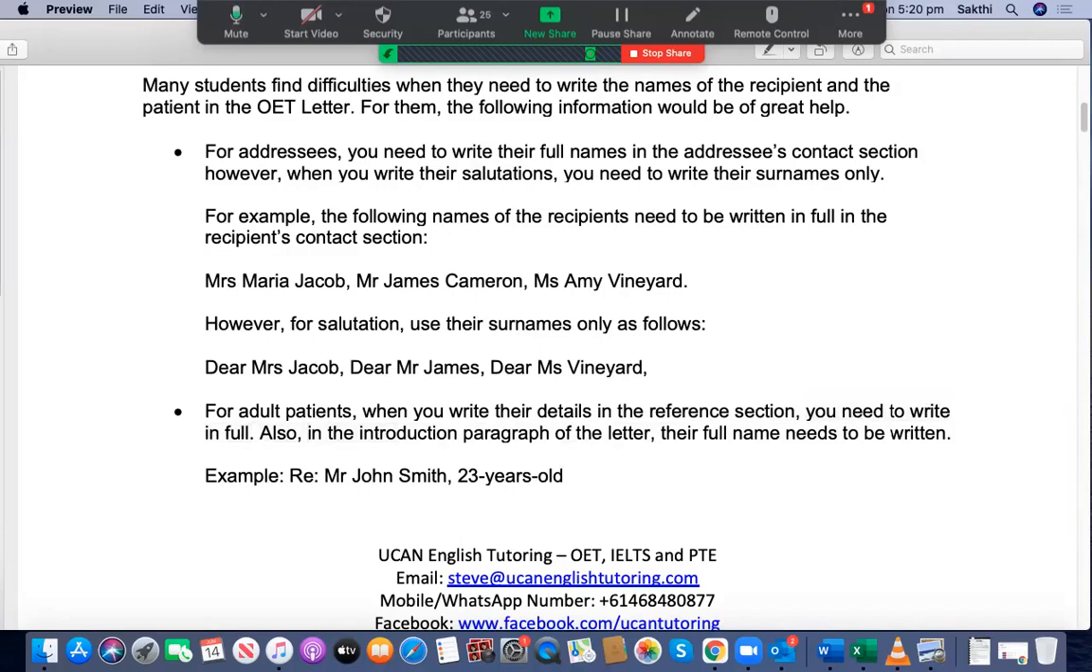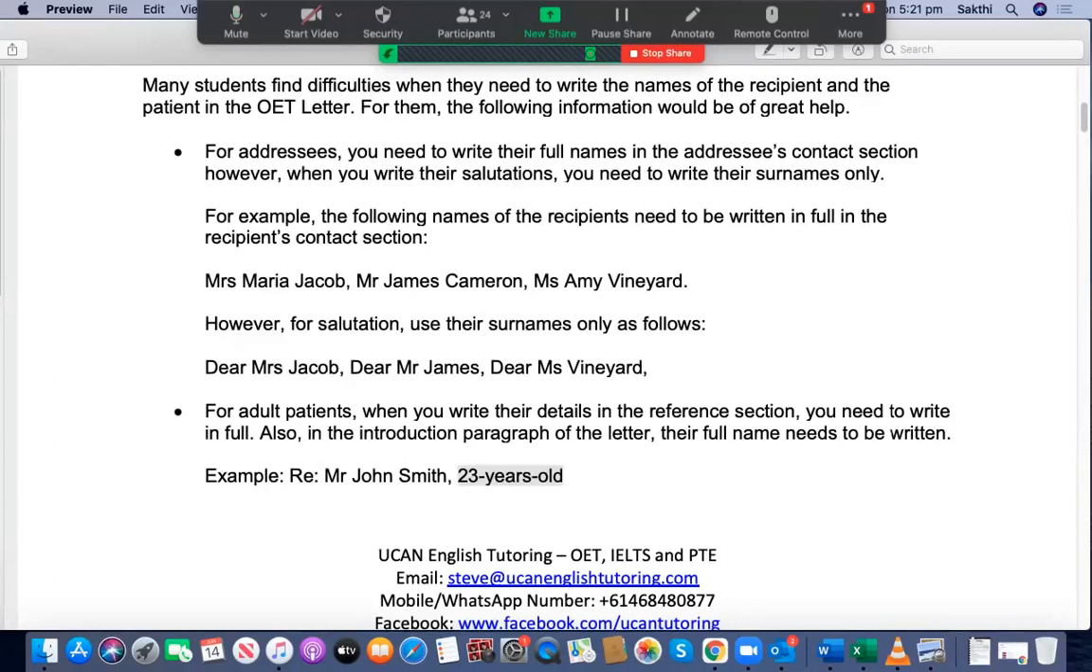For example, look at this. This is the reference section. You have to write down regarding Mr. John Smith, 23-years-old. Remember that you have to write down hyphens in between them. This is one of the acceptable formats of writing down the age of the patient. There are a few other acceptable forms as well. You can also write down aged 23, and so on.